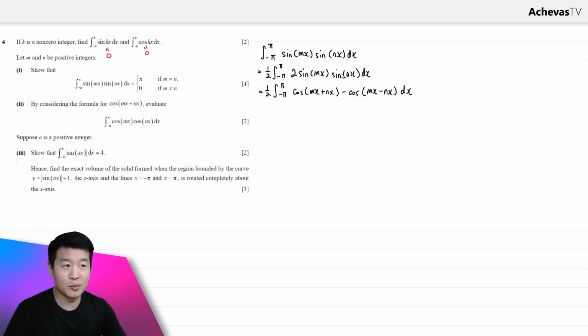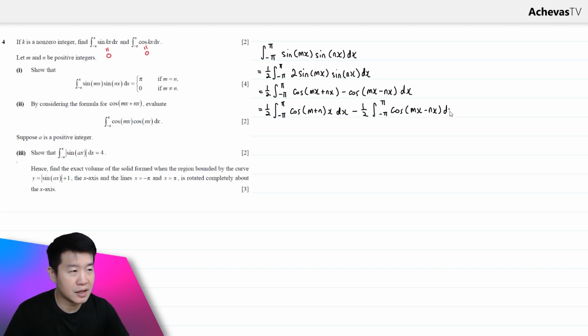Okay, making use of the trigonometric identity that is provided to us by our MF26, this is equal to half. Let me break this up into 2 parts to analyze. So integral from minus pi to pi of cosine (m plus n)x dx, then minus half integration from minus pi to pi, then I'll be doing cosine of mx minus nx dx.